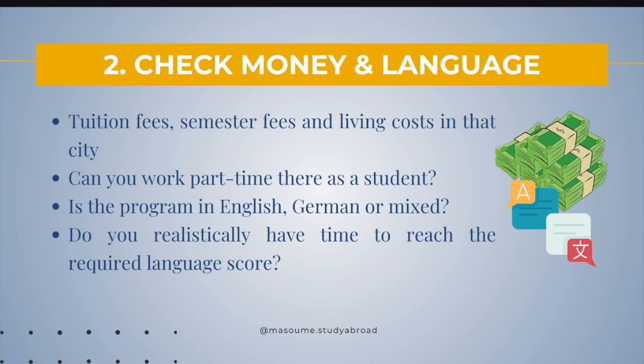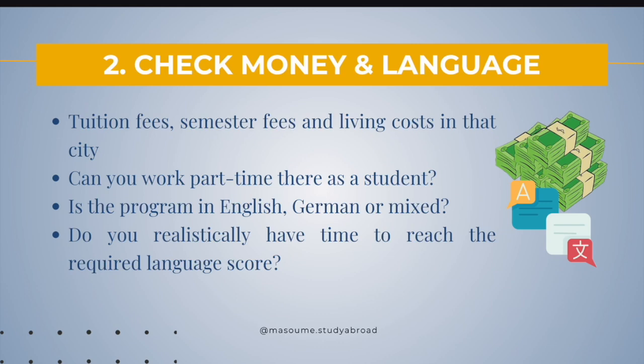Some students pick only programs that need a very high score, but then they don't have enough time to prepare. It's better to choose a mix. Some ambitious options and some where the language requirement is closer to your current level. When a university fits both your budget and your language level, it becomes a much more realistic option, not just a dream on a list.